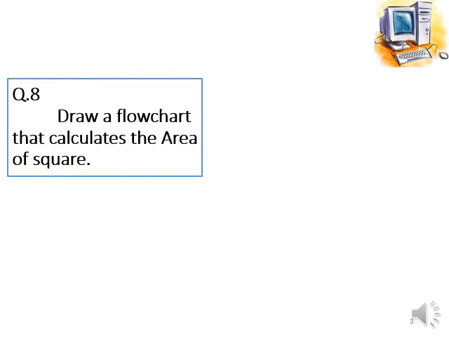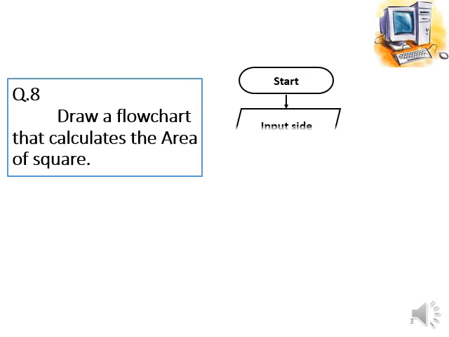Question number 8 says that draw a flow chart that calculates the area of square. Okay, square is a shape in which all the four sides are having the same length. First of all, the start symbol, then input, side.